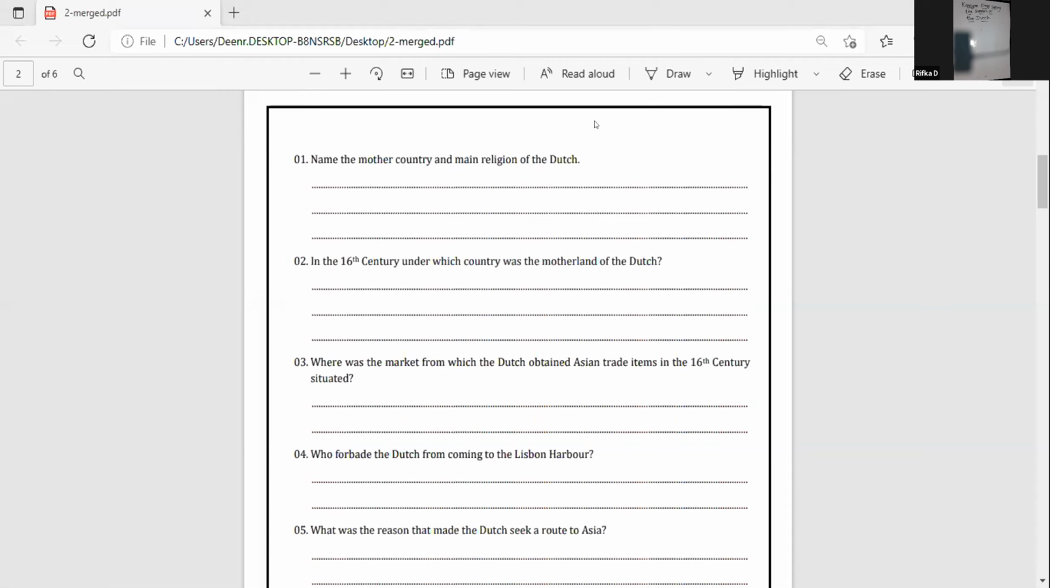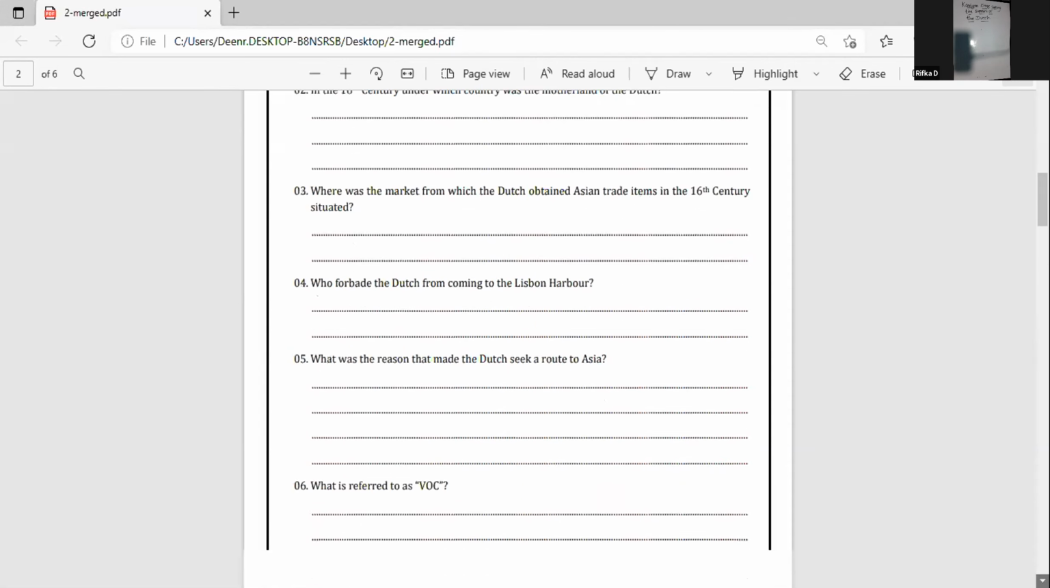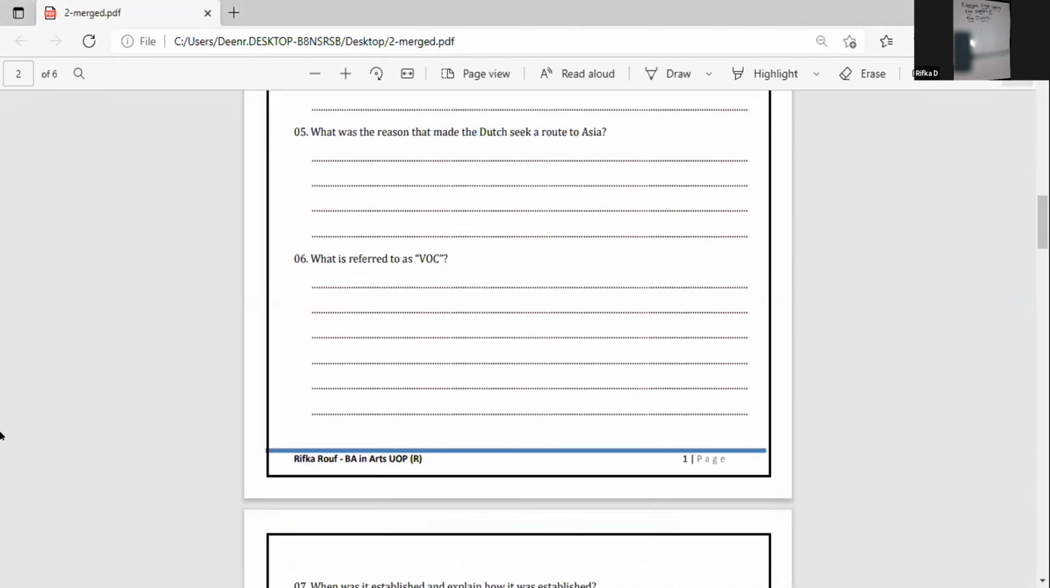Lisbon Harbor. Okay, good. Fourth one, who forbade the Dutch from coming to Lisbon Harbor? Yes, good, King Philip II of Spain. Very good. Next one. What was the reason that made the Dutch seek a route to Asia? To obtain the spices and other trading items from Asia necessary for trading. Very good. So what is referred to as VOC? The Dutch East India Trading Company. Yes, good girl.